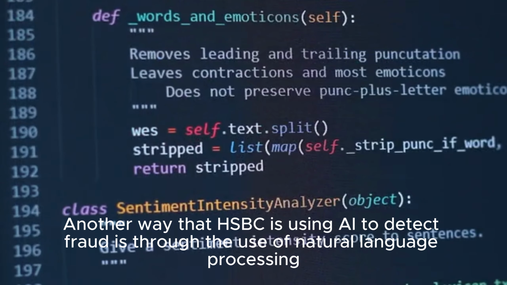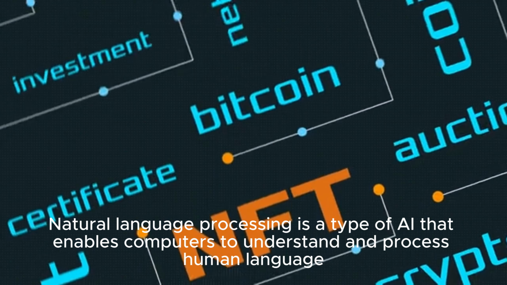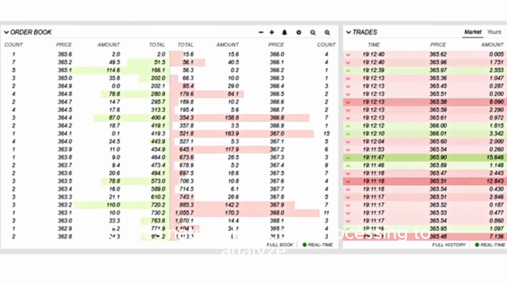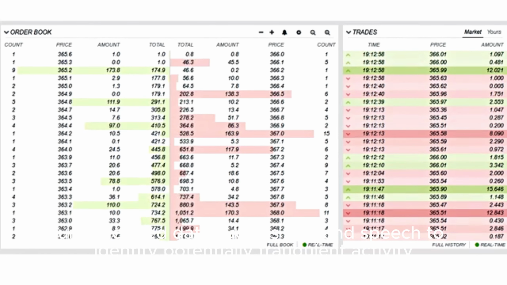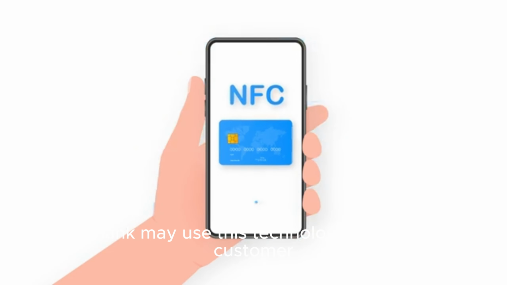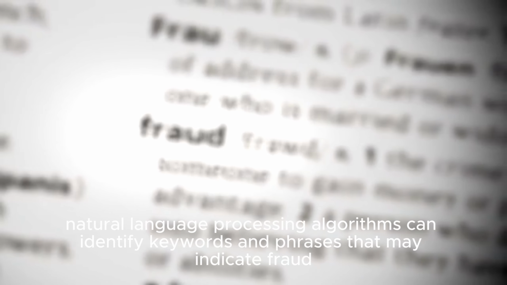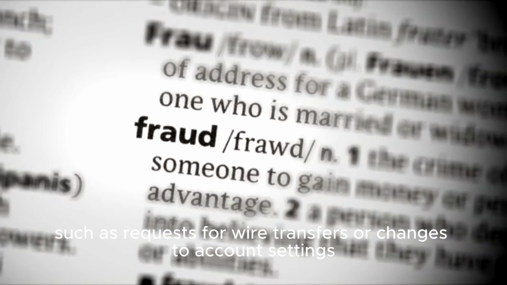Another way that HSBC is using AI to detect fraud is through the use of natural language processing. Natural language processing is a type of AI that enables computers to understand and process human language. HSBC uses natural language processing to analyze unstructured data, such as text and speech, to identify potentially fraudulent activity. For example, the bank may use this technology to analyze customer support call transcripts to identify calls that may involve fraudulent activity. By analyzing the text of the conversations, natural language processing algorithms can identify keywords and phrases that may indicate fraud, such as requests for wire transfers or changes to account settings.